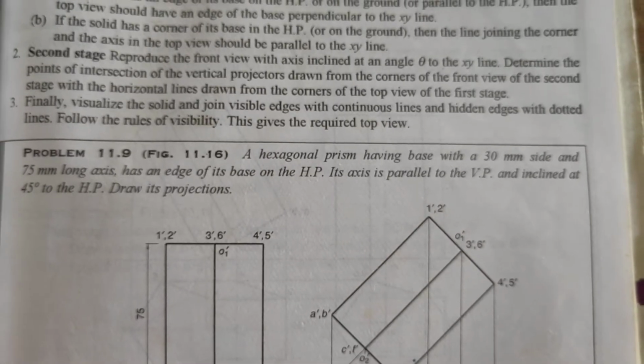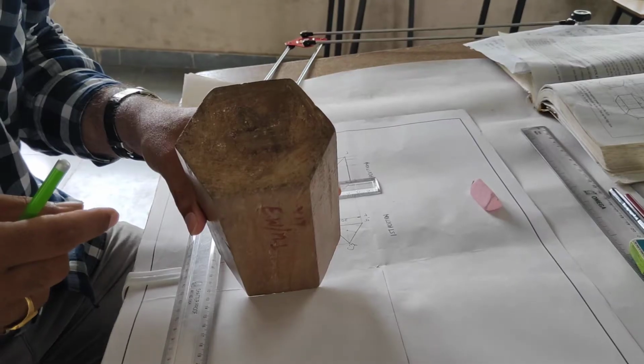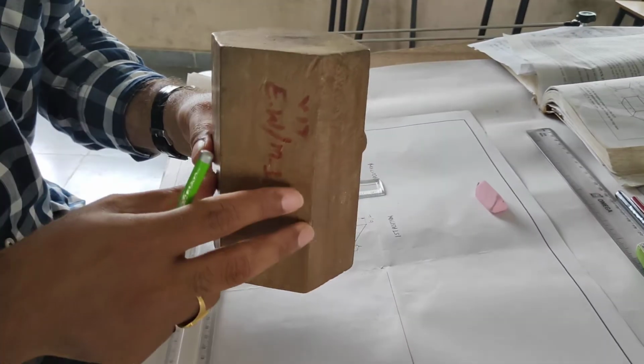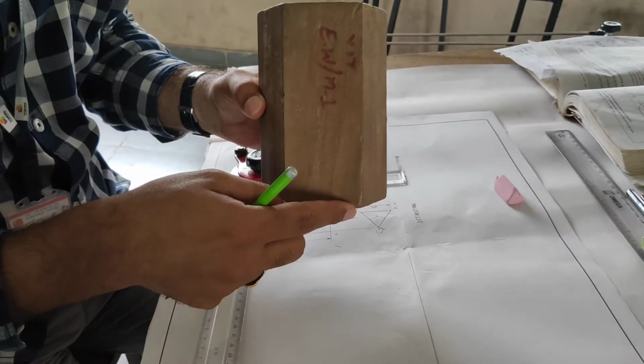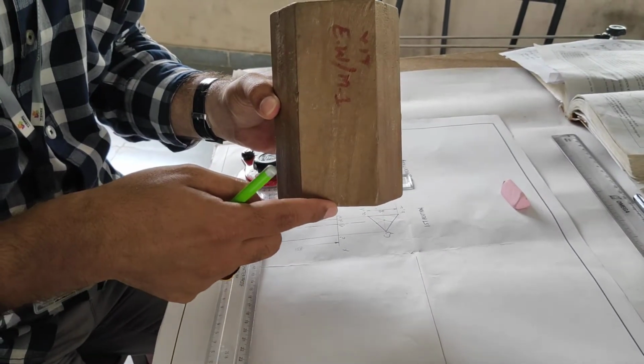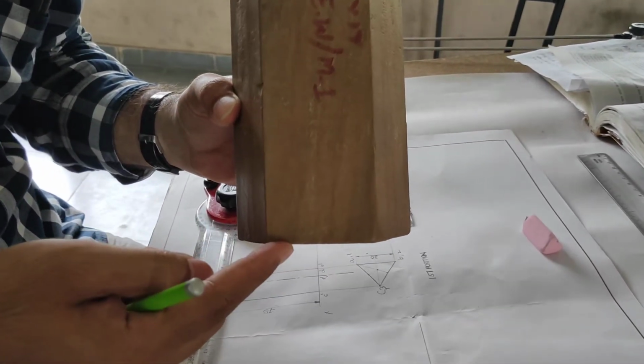Today we are going to discuss the topic of projection of solids inclined to one plane. So it is a hexagonal prism. Base edge, see, this is a base edge. The base edge is 30 mm side. See the 30 mm side.